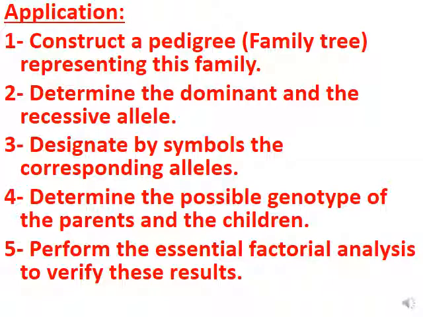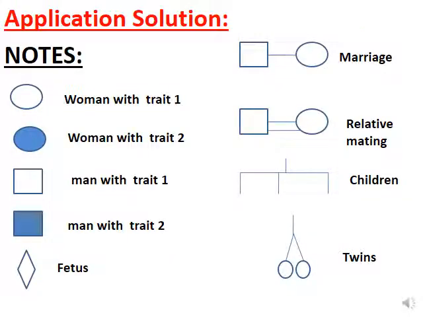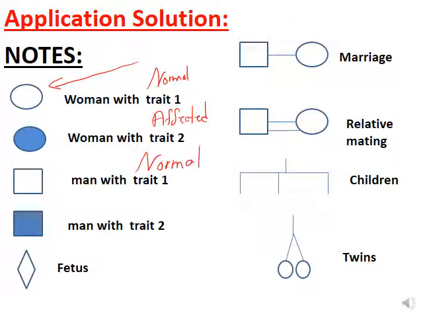Let's start step by step. Here are some notes before we start. Every time we have a circle, this is for a female. Let's say trait 1 is the normal, so trait 2 is going to be the affected, the disease or abnormal. While the square is for the man, trait 1, let's say it's the normal in this case, and trait 2 is for the affected.